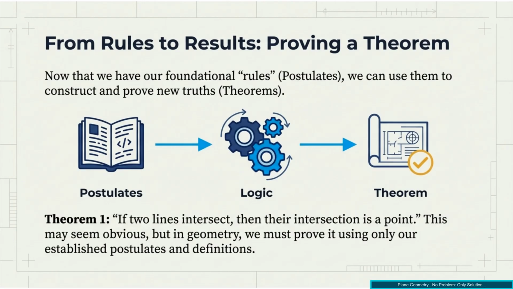Using our foundational postulates and logic, we can construct and prove new truths or theorems. Theorem 1 states that if 2 lines intersect, their intersection is a point. We must prove this using our established rules.